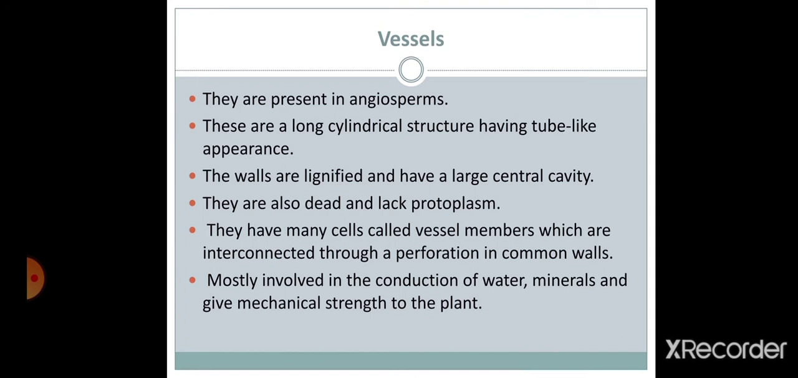Coming to the origin of the trachea, that is the vessel. Xylem vessels originate from the meristematic cells of procambium of the apical meristem and the meristematic cells of the vascular cambium.